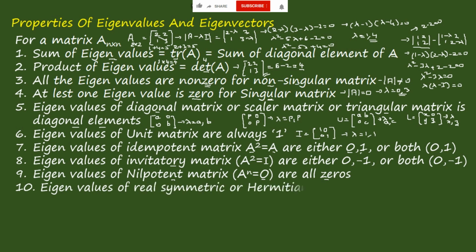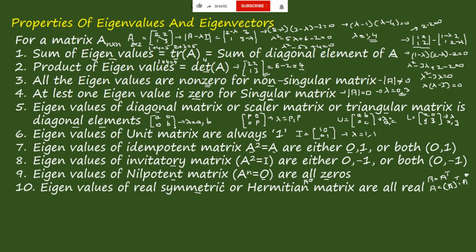Eigenvalues of a symmetric or Hermitian matrix are all real. What is a symmetric matrix? It is nothing but A is equal to A transpose. Right. What a Hermitian matrix is, is nothing but, in the case of a complex number, we take a conjugate and take a transpose. So it becomes A conjugate whole transpose, which is represented as A power theta. Right. It's nothing but a Hermitian matrix.